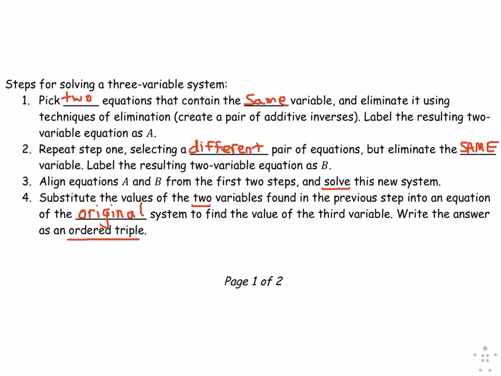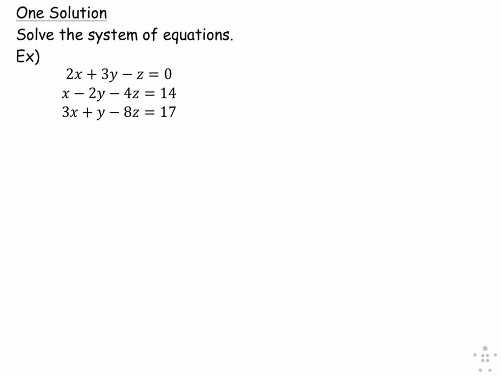So moving on to the second step, you select a different pair, eliminate the same variable, and then you get this new system. You've boiled it down from 3 variables to 2 variables, and then you solve that new system. And when it says solve the new system, that means find the value of both of the variables, and you do that before you substitute back into the original system to find the last unknown, writing your answer as an ordered triple.